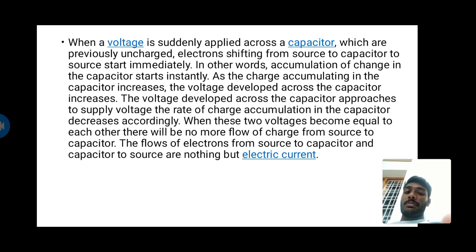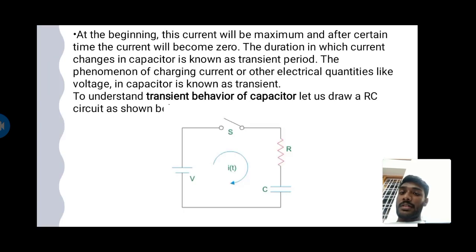When these two voltages become equal to each other, there will be no more flow of charge from the source to the capacitor. The flow of electrons from source to capacitor and capacitor to source is nothing but electric current. At the beginning, the current will be maximum, and after a certain time, the current will become zero. The duration in which the current changes in the capacitor is known as the transient period. The phenomenon of changing current or other electrical quantities like voltage in the capacitor is known as a transient.